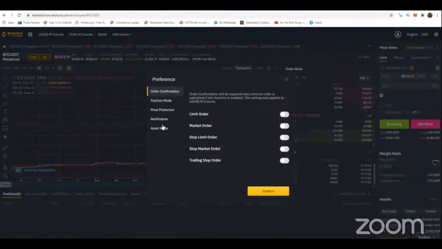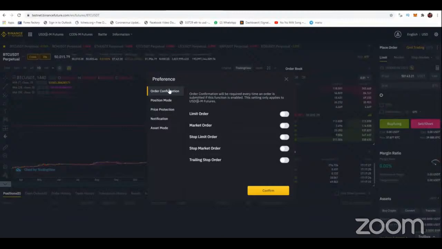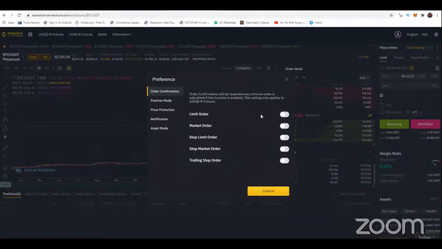So let's go to preference. Now under this preference, the first one that we have here is order confirmation. So you want to select whether you want Binance to ask you to confirm your position before it is triggered. And this is also very, very useful, so that you yourself click yes, that you want it to be executed before it goes into trigger.